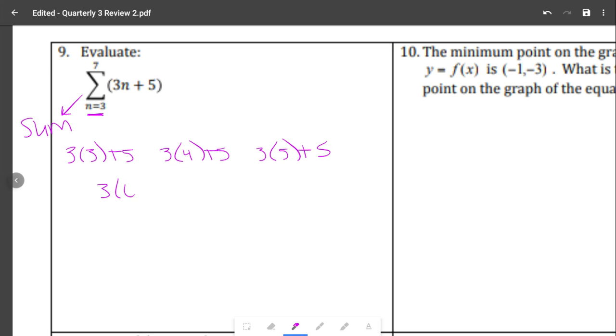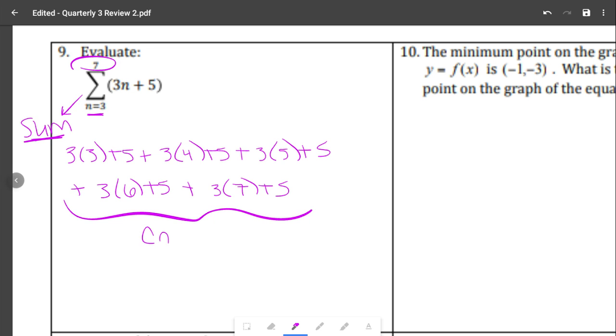And you are going to keep plugging in all of these numbers until you plug in the number that is on top. That is the last number that gets plugged in for n. Because the sigma represents a sum, we're going to add these all together. You can type this right into your calculator if you want, and you should get 100 as an answer.